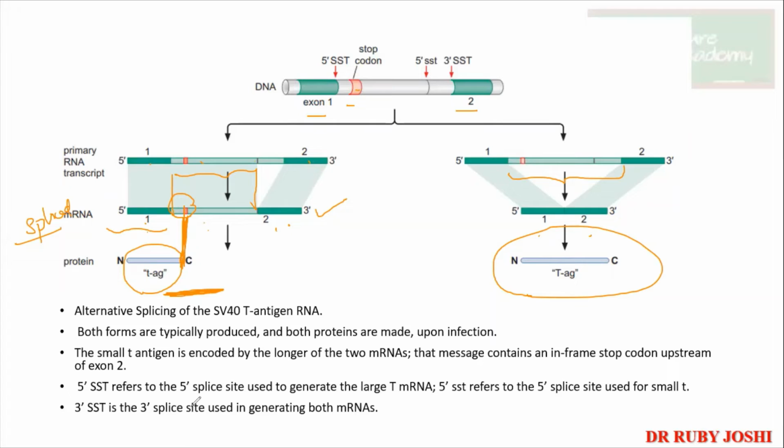Okay, so this SST refers to, if I say here that it has got phi-SST, it refers to the phi splice site. Okay, phi splice site used to generate the larger T mRNAs. If I say here, okay, phi small SST, so it is the phi splice site for the small t. Okay, then we have got 3' site used in generating both mRNAs. Is the concept of SST clear?